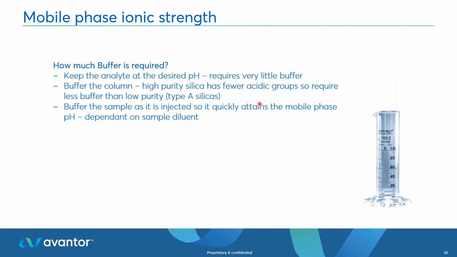How much do I need? Well, as little as possible, really, in terms of the buffer. It only needs to buffer the analyte, the column, and the sample. So if you're using a new generation column, and if you are matching your sample diluent to your mobile phase, then you really don't need much buffer in terms of the ionic strength, because it doesn't have that much to buffer.